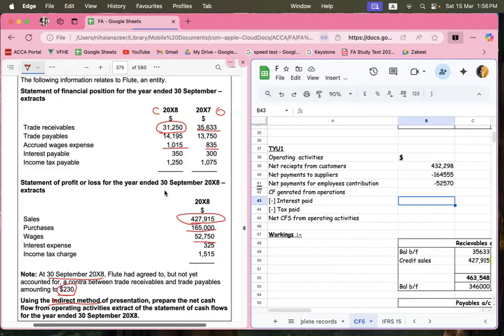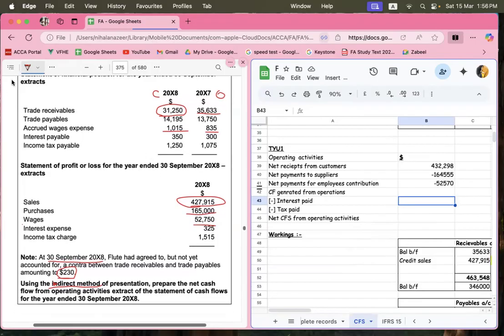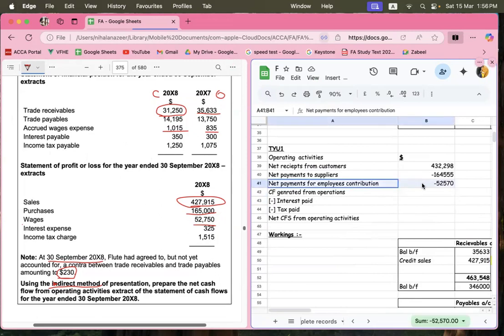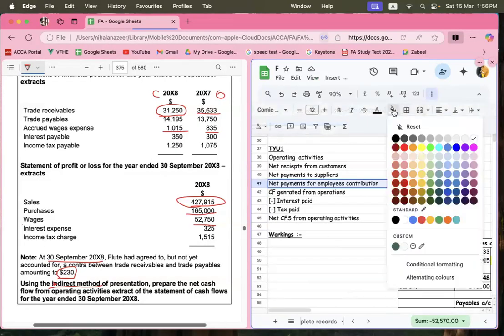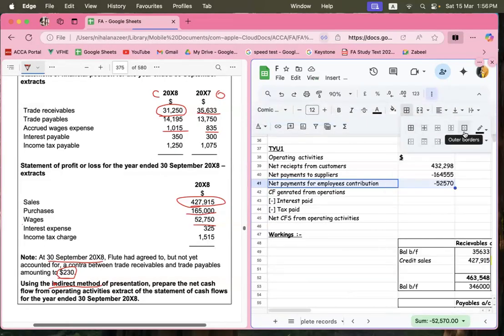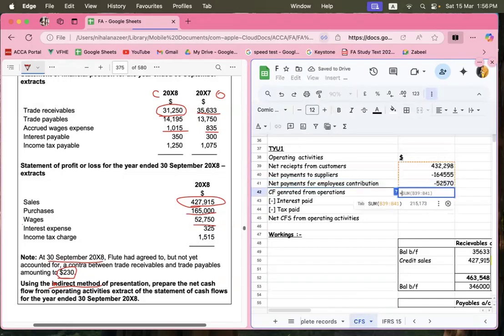So as you have prepared all of these accounts, you're going to prepare interest paid and tax paid. Clear? So until this section, what you get is cash generated from operations. Until that section, it is called cash generated from operations. This is cash flow generated from operations.